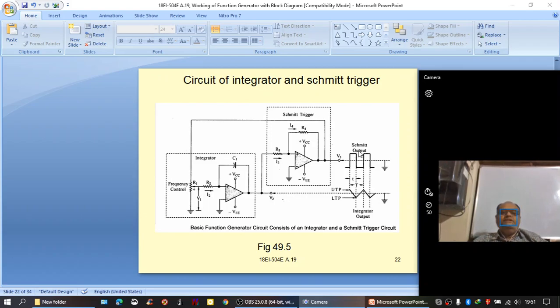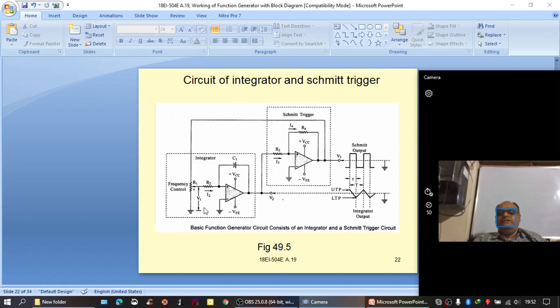Initially the output would be high, and that high output is given as excitation to the integrator circuit through a potentiometer. In the previous circuit, it has been shown separately as a frequency control network. Now here you can see that the output is derived from the output of the Smith trigger itself. Using a potentiometer, of course, you can adjust the current through the capacitor C1.